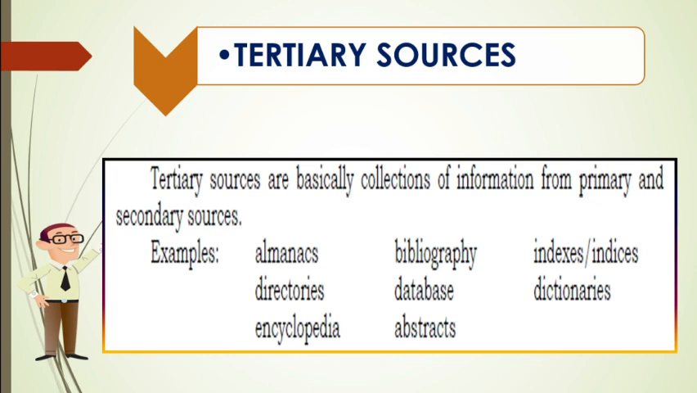Tertiary sources are basically collections of information from both primary and secondary sources. Examples of these are almanacs, directories, encyclopedias, bibliographies, databases, abstracts, indices, and dictionaries.